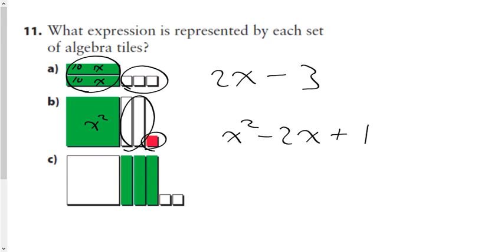And finally, the last one, C. This is a negative x squared. Remember, likewise, you do not need to write a negative 1 coefficient. It's a negative 1x squared, or negative x squared. It's plus 3x, because 1, 2, 3 positive x's. And it's a minus 2 for your constant term. So that picture would be representing the trinomial negative x squared plus 3x minus 2.